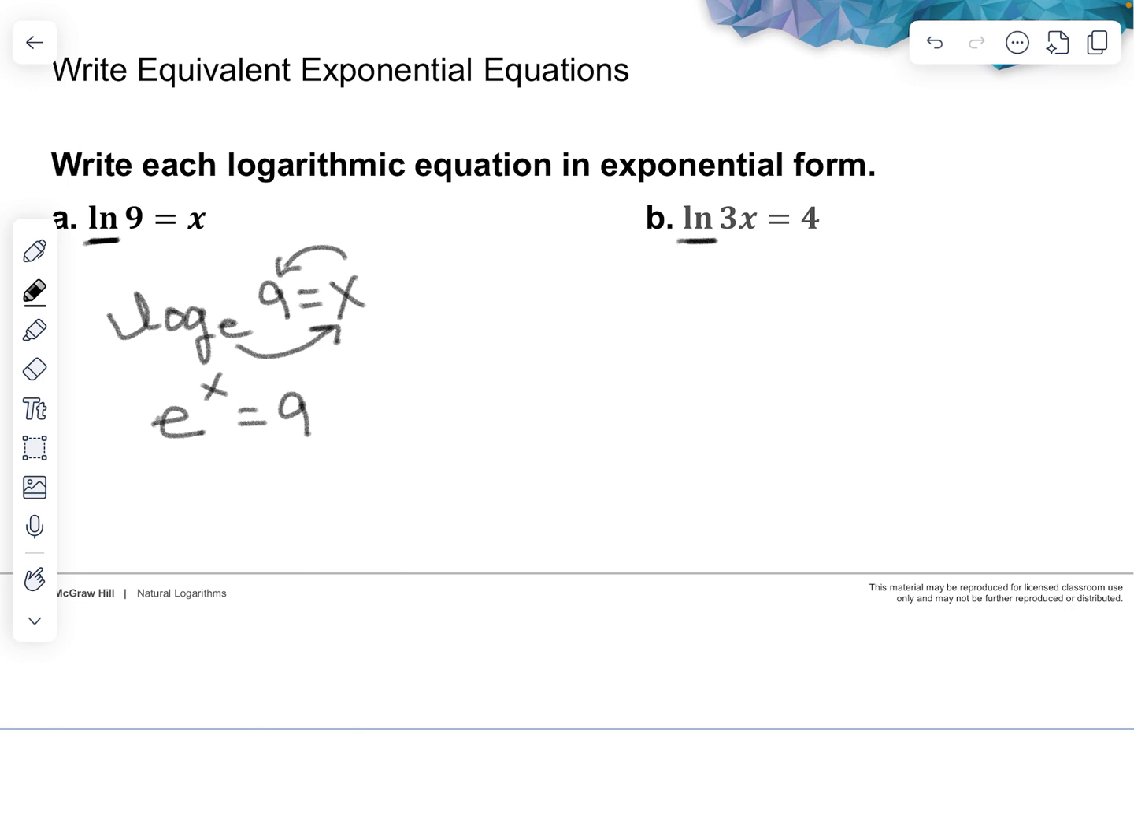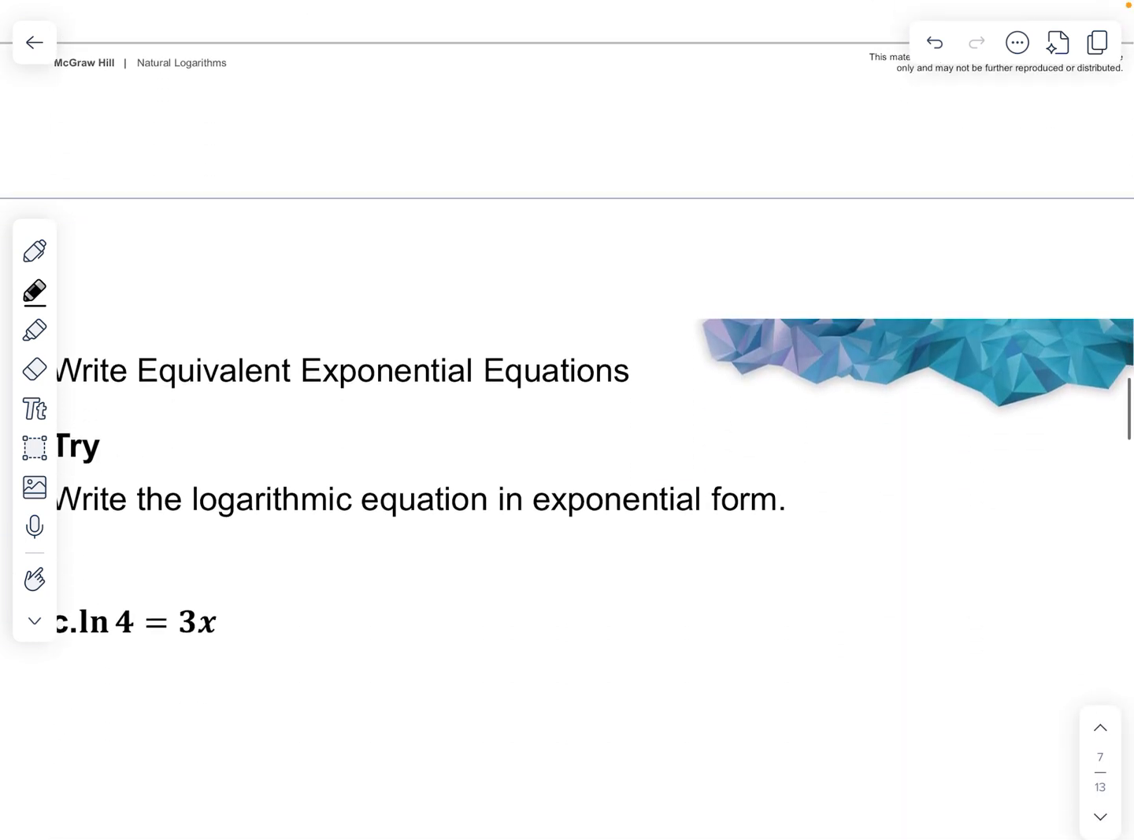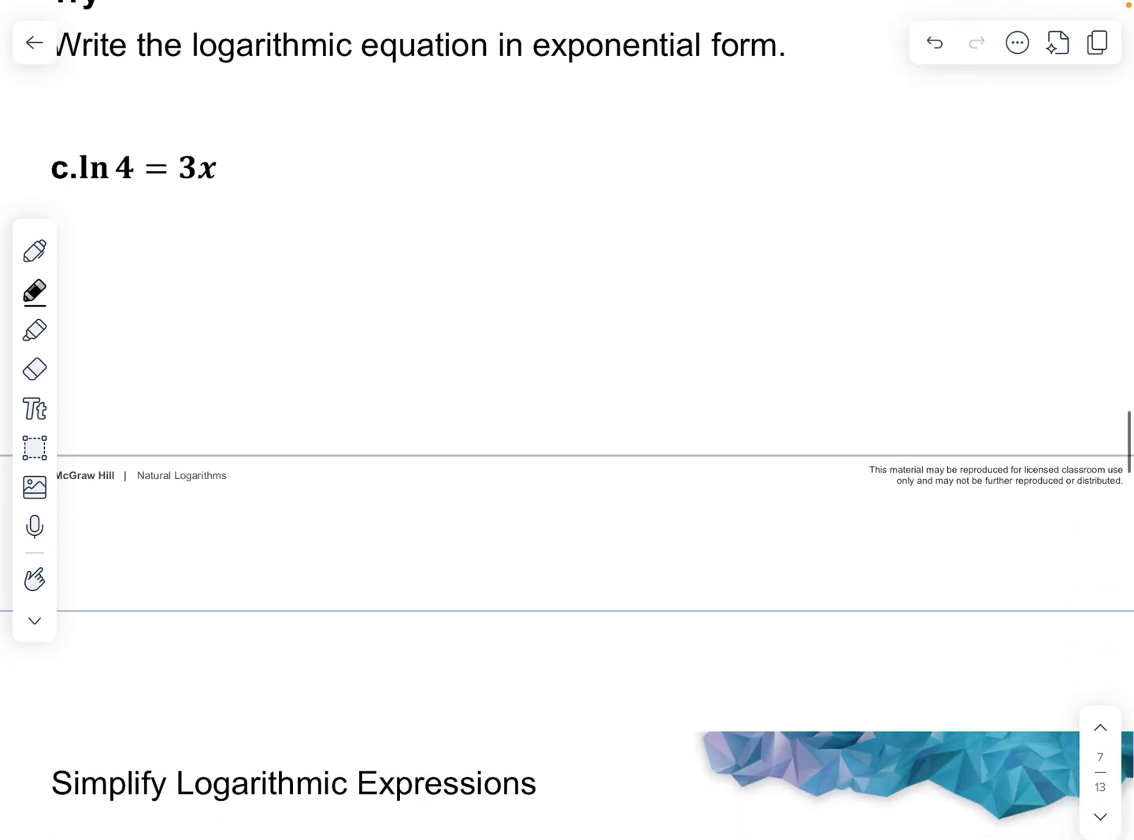Again, natural log is log base e. And then I can convert it. E to the 4 equals 3x. Try that one on this. Natural log of 4 is equal to 3x.